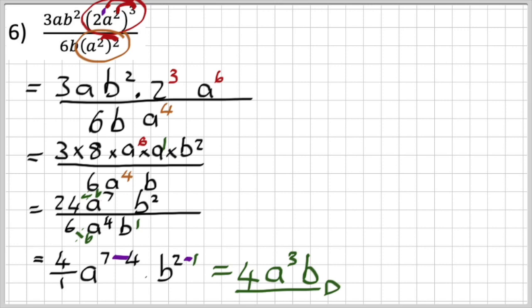Now, I'm saying this is simple and easy, but this sum is a proper exam type question. And I would love it if you can also apply this yourself. You need to go and practice.